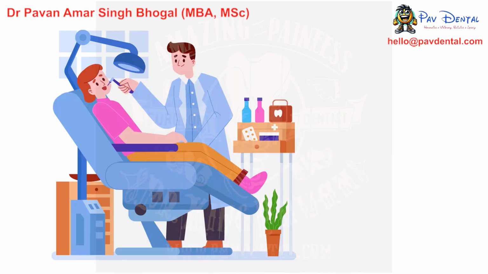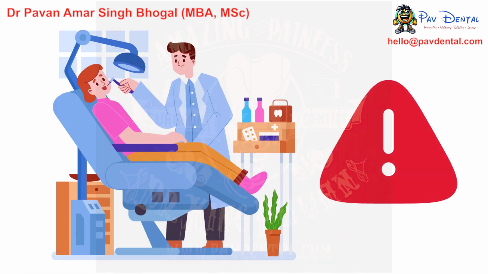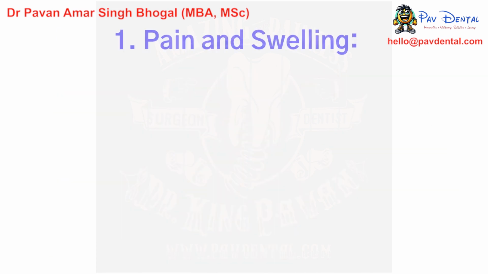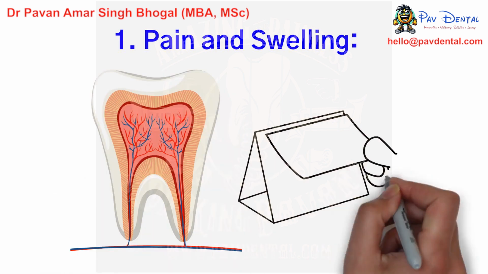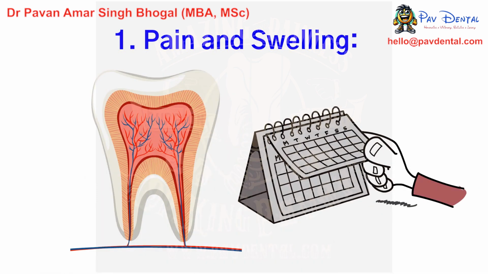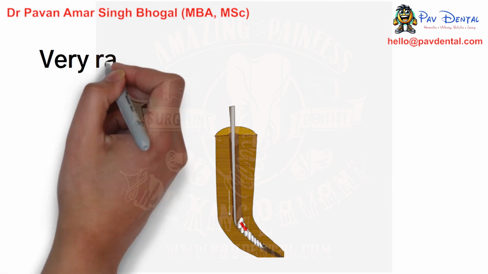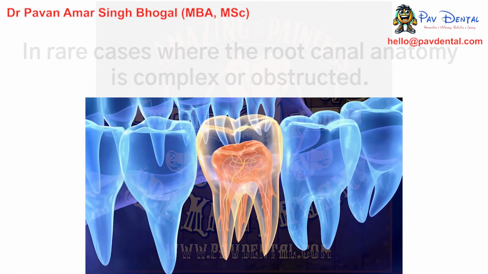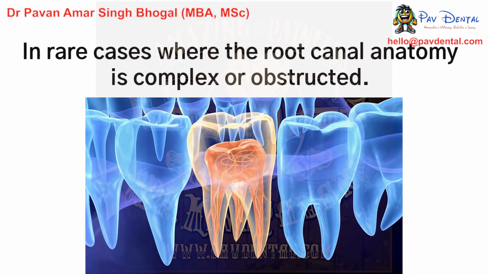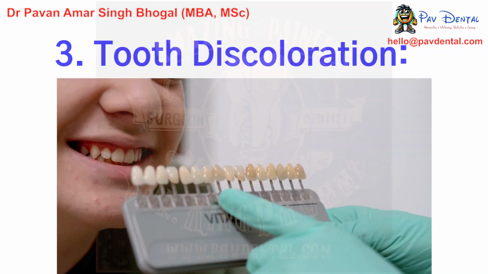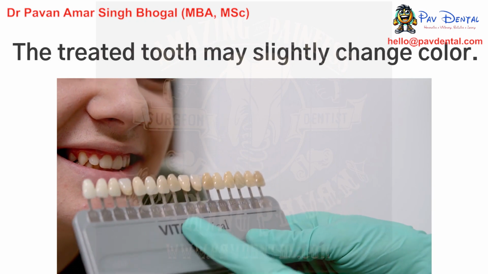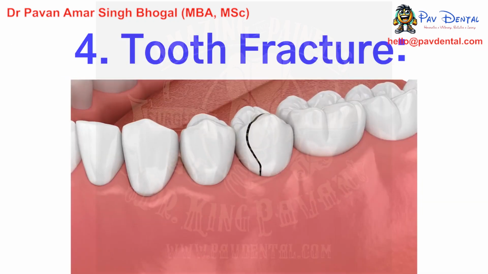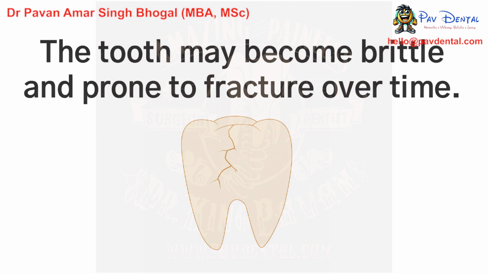Like any dental procedure, root canal treatment carries some potential risks. These risks include post-treatment pain and swelling. You might experience some tenderness in the treated area for a few days. Instrument breakage. Very rarely, a tiny file used during the procedure may break inside the tooth. Rare cases where the root canal anatomy is complex or obstructed. Tooth discoloration. The treated tooth may slightly change color. Tooth fracture. The tooth may become brittle and prone to fracture over time.